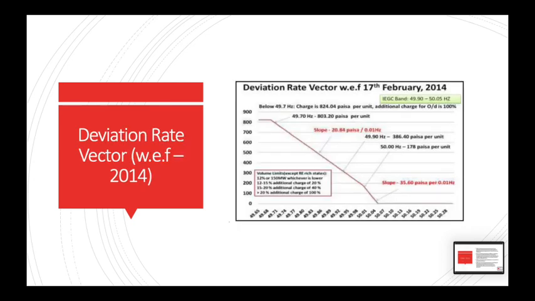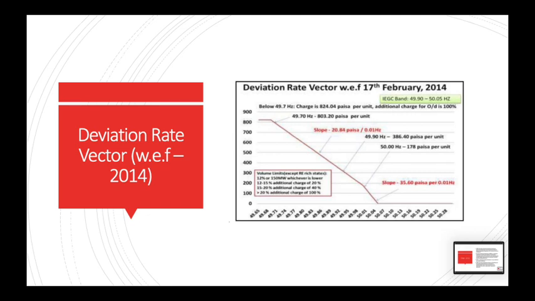Now, to understand these DSM 2014 regulations, we need to understand this DSM vector first. In this DSM vector, the grid frequency is divided into four components. One is less than 49.7 Hz, one is between 49.7 Hz and 50 Hz, the third is between 50 Hz and 50.05 Hz, and the fourth is the frequency greater than 50.05 Hz.